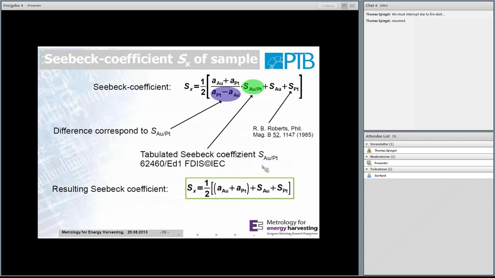And then it's useful to go on to give the whole uncertainty. What you have to do when you want to get the uncertainty is look at how your Seebeck coefficient itself is calculated, and actually this formula is used. If you look really sharp at the formula, you see that the difference of the slopes, which is here in the denominator, corresponds to the relative Seebeck coefficient, which is tabulated in an IEC norm, and therefore they simply cancel out.